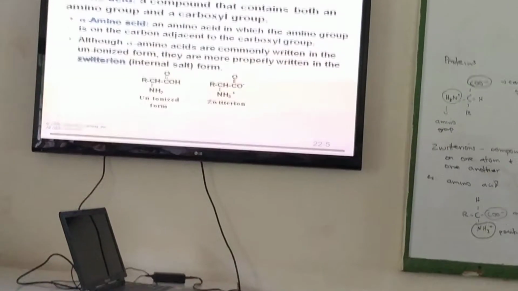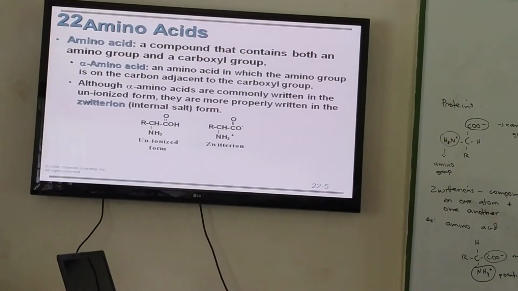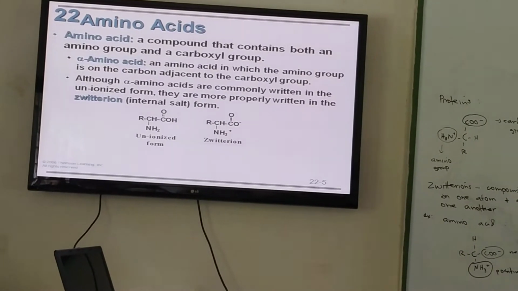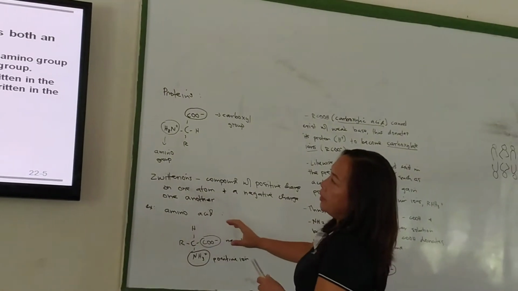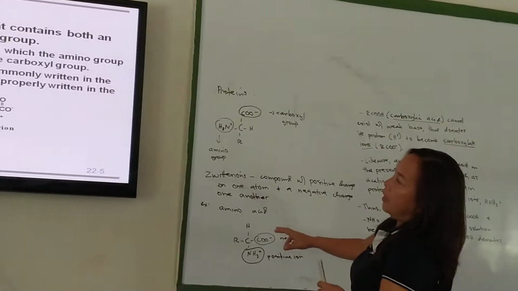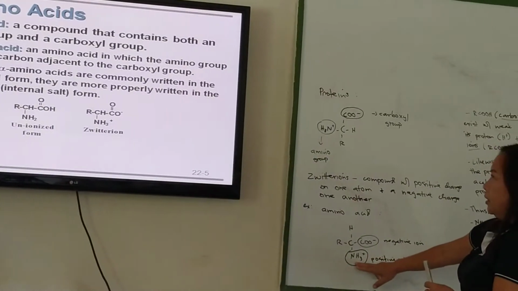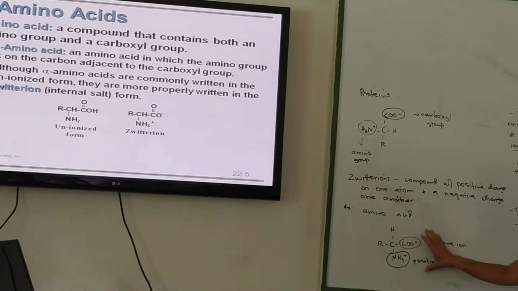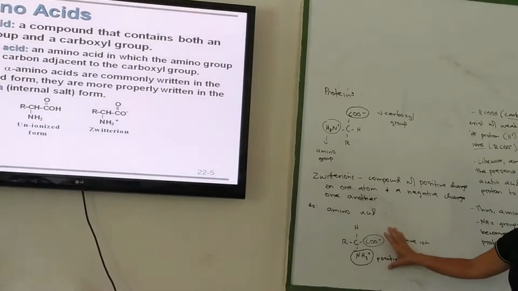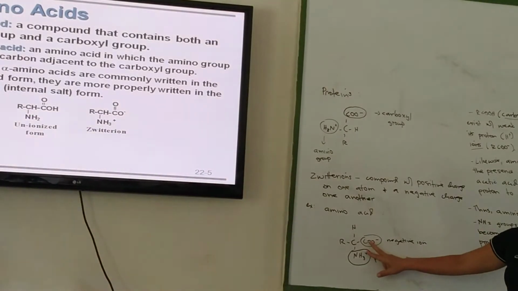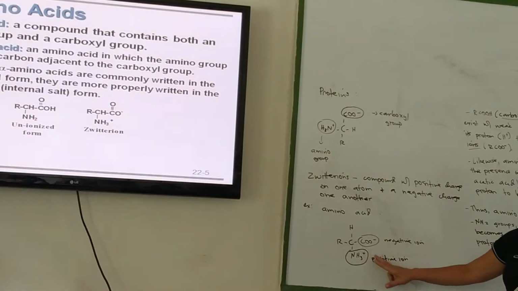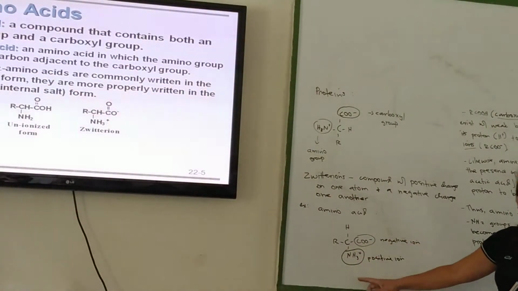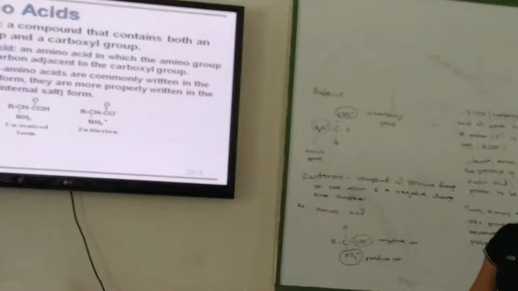Now, an alpha amino acid is an amino acid in which the amino group is on the carbon adjacent to the carboxyl group. So you have here the amino group lying adjacent to the carboxyl group. We call this the alpha amino acid. So this is an example of an alpha amino acid.